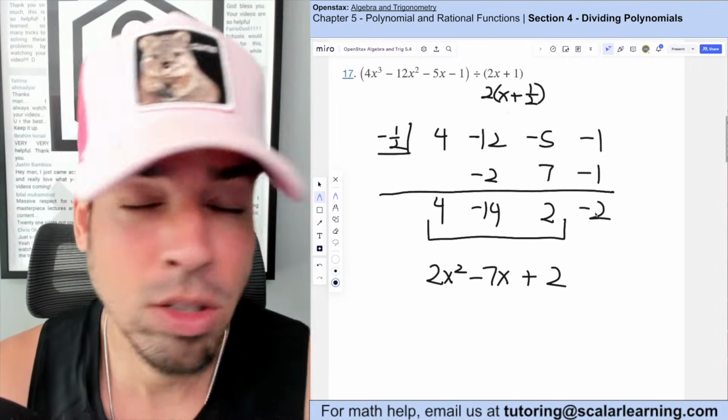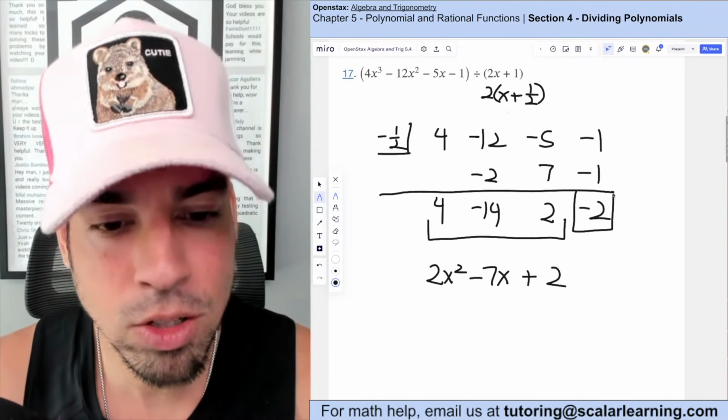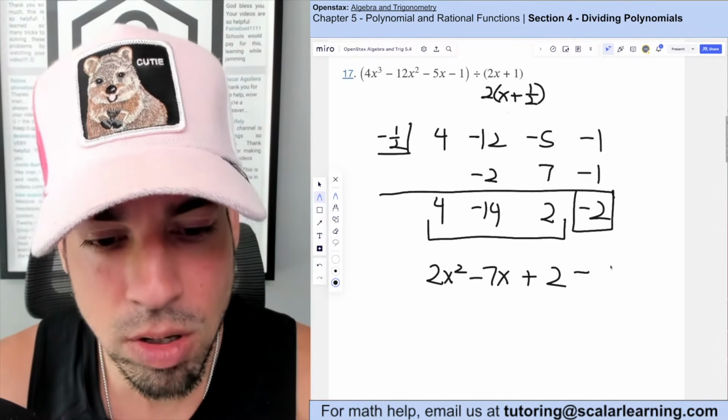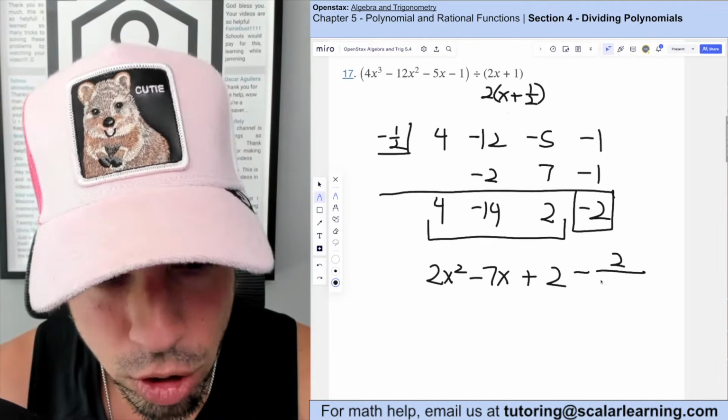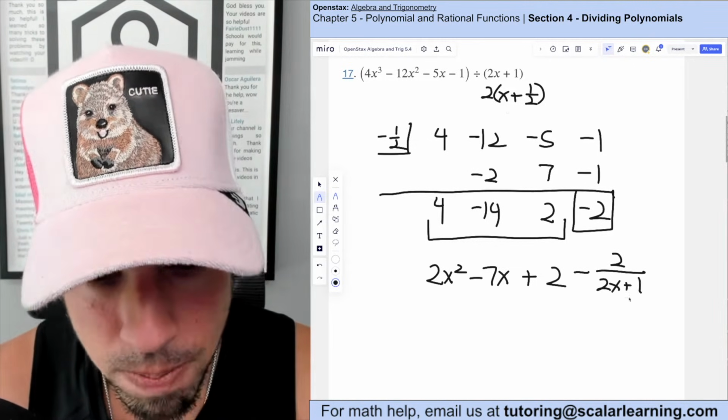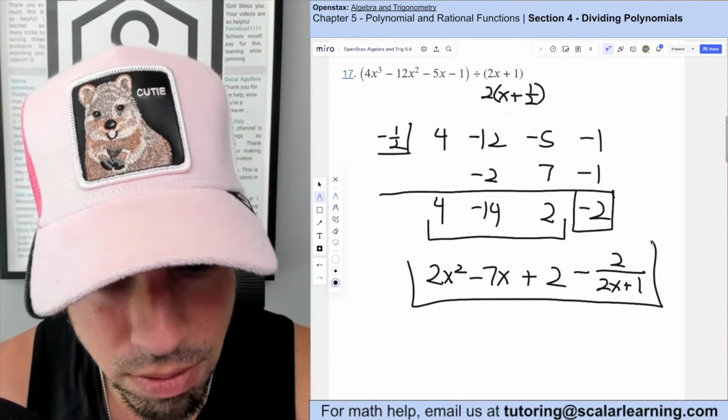And now this value, you don't need to take half of. The remainder you can leave as is, as long as you place it over the original divisor, which is 2x plus 1. So that's the protocol. That's how you get the final answer.